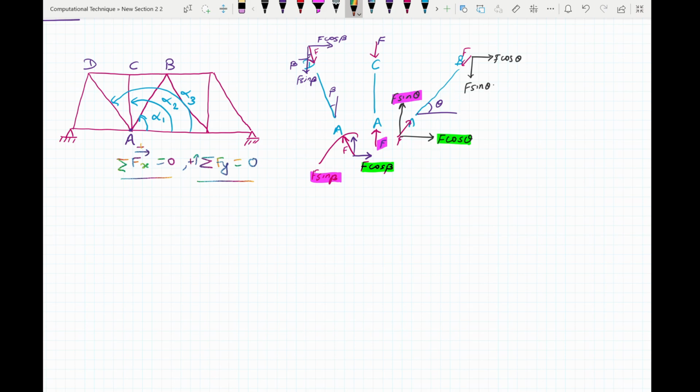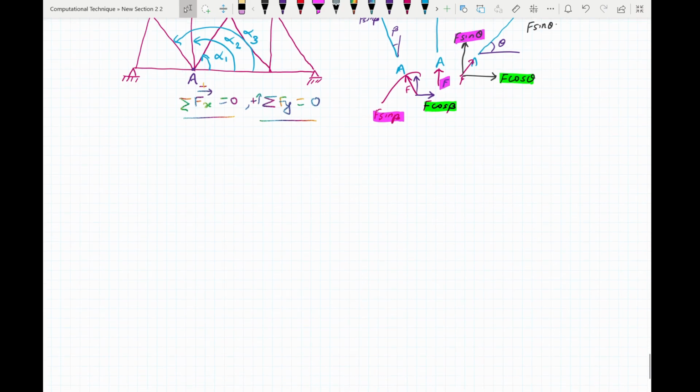Now to do this, what we have to do is we have to take a general case. Let's say we have a truss member like this, which has Young's modulus E, cross-sectional area as A, and length as L. And we can label this as end A and end B. And let the orientation of this be alpha with respect to the horizontal axis.